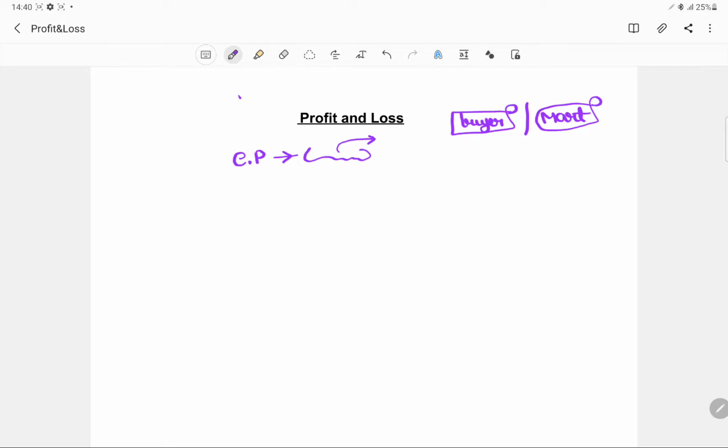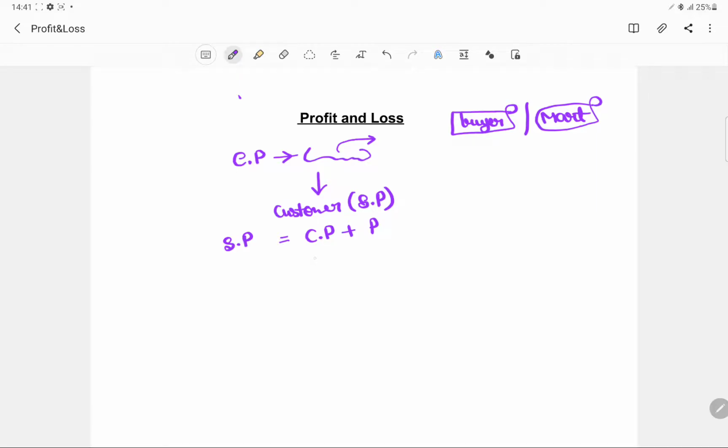Now I will be selling it to a normal customer, say X. The price at which the customer buys it is the selling price. Now the important concept is, if I was able to sell it at a higher price, then I will have something called a profit. So this will be cost price plus profit, which is the selling price.